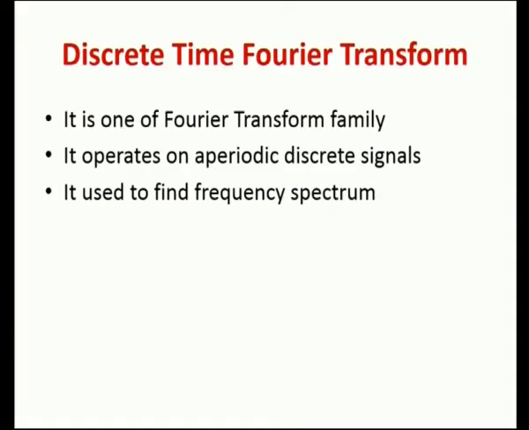So first, the discrete time Fourier transform. It is one of the Fourier transform family. It operates on aperiodic discrete signals. It is used to find the frequency domain. Normally the Fourier transform is used for periodic signals. The discrete time Fourier transform is used for aperiodic signals. So both Fourier transforms are used to obtain the frequency spectrum, which is the magnitude response and phase response.